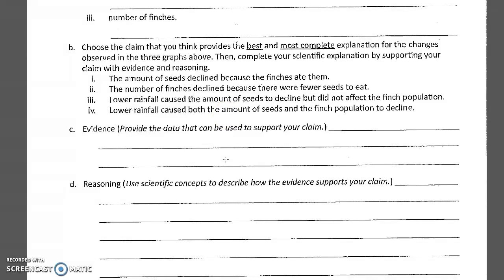B. Choose the claim that you think best provides the best and most complete explanation for the changes observed in the 3 graphs above. Then complete your scientific explanation by supporting your claim with the evidence and reasoning. 1. The amount of seeds declined because the finches ate them. 2. The number of finches declined because there were fewer seeds to eat. 3. Lower rainfall caused the amount of seeds to decline but did not affect the finch population. Or 4. Lower rainfall caused both the amount of seeds and the finch population to decline.